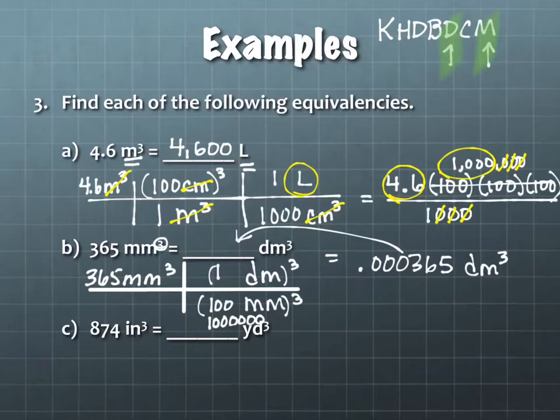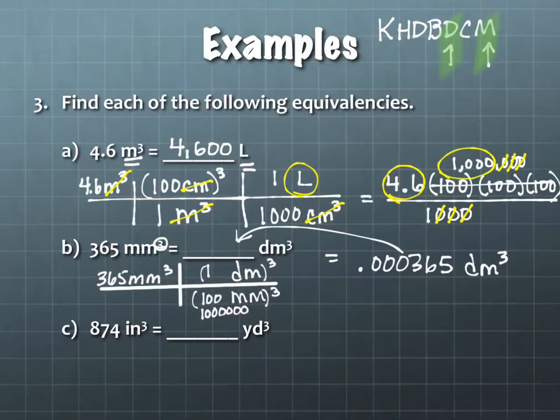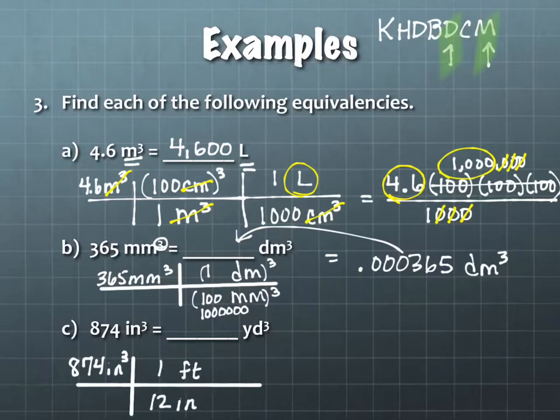Let's take a look at C. C takes inches cubed into yards cubed. So we have 874 cubic inches, like so. And we may or may not know, depending on what you've done, a relationship between inches and yards directly. Maybe you do. If you do, that's great. If you don't, I'd like to show you what happens just in case that's the case. We do have an inches to feet relationship that we're all aware of. That is that 12 inches is in 1 foot. I do need to cube these things.